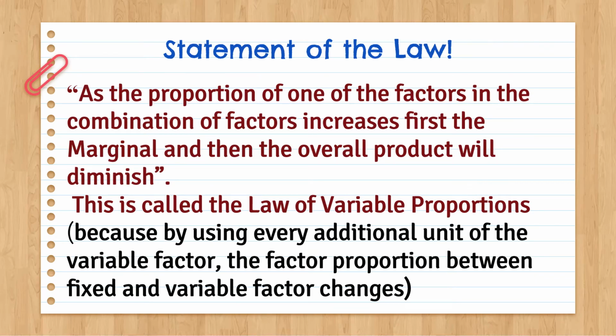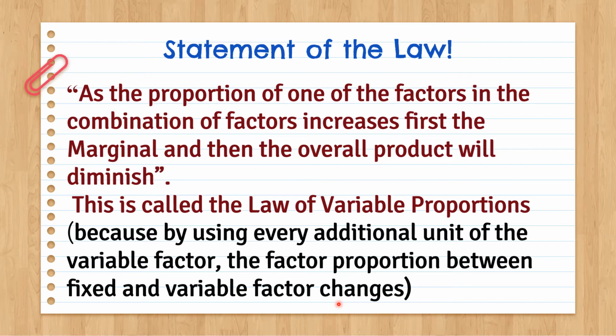What we have seen in the example and the table can be generalized now in the form of a law, which means it could be applicable to all production processes in the short run. So let us state the law. As the proportion of one of the factors in the combination of factors increases, first the marginal and then the overall product will diminish. This is called the law of variable proportions, because by using every additional unit of the variable factor, the factor proportions between fixed and variable factor changes.